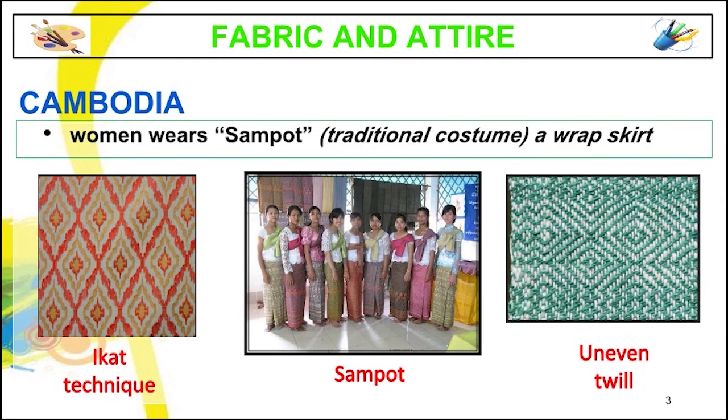2. Uneven twill. It yields single or two-color fabrics, which are produced by weaving 3 threads so that the color of one thread dominates on one side of the fabric, while the 2 others determine the color on the reverse side. Women wear sampot, traditional costume, a wrap skirt.